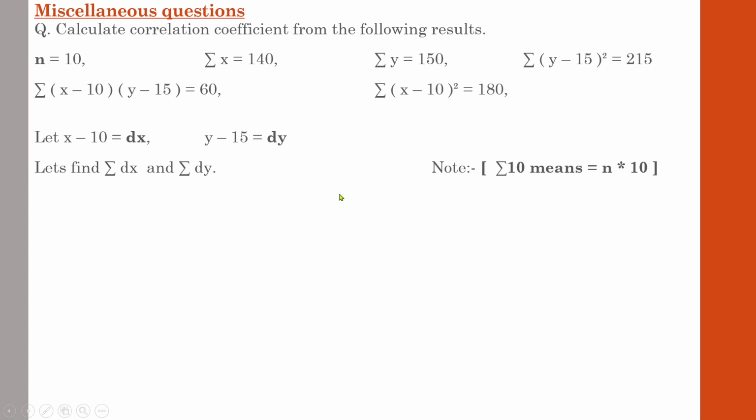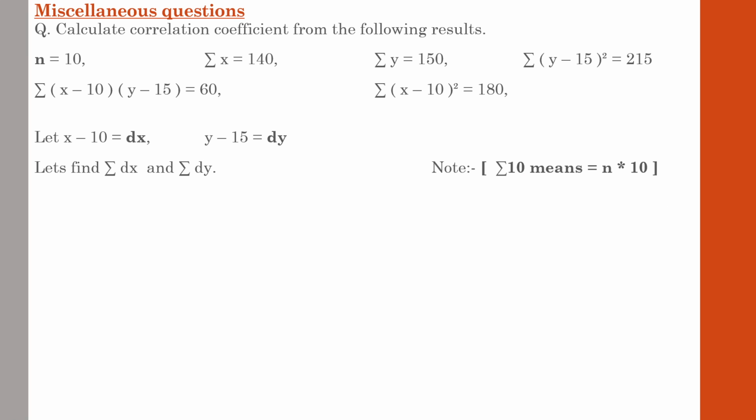And remember, there is a note regarding correlation. Whenever sigma of any number is given, it means n into that number. Usually this note is applicable in application level cases like this. Sigma 10 means n into 10. So here, since n is 10, it is 10 into 10. Remember it like that. So come to the part.